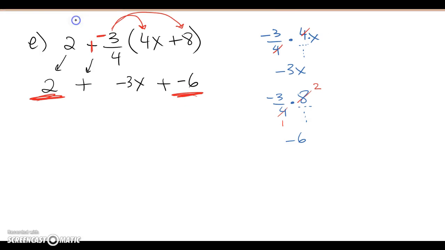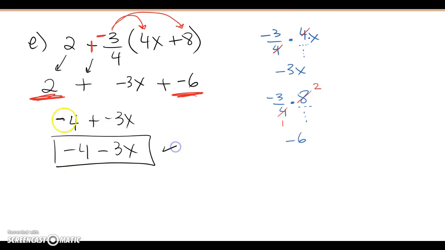And I'm adding a bunch of stuff, but this and this don't have the same sign, so even though it's adding them, I actually take their difference and then the bigger one wins. So the difference of 2 and just 6 by itself is 4. Bigger in absolute value was negative 6, so that's a negative 4 that wins. Plus, bring down this guy, bring down this guy. So I basically have negative 4 minus 3x, if you want to write it like that, is okay. Or even if you want to stop here as negative 4 plus a negative 3x, leaving it as a plus negative 3x, that's fine too.